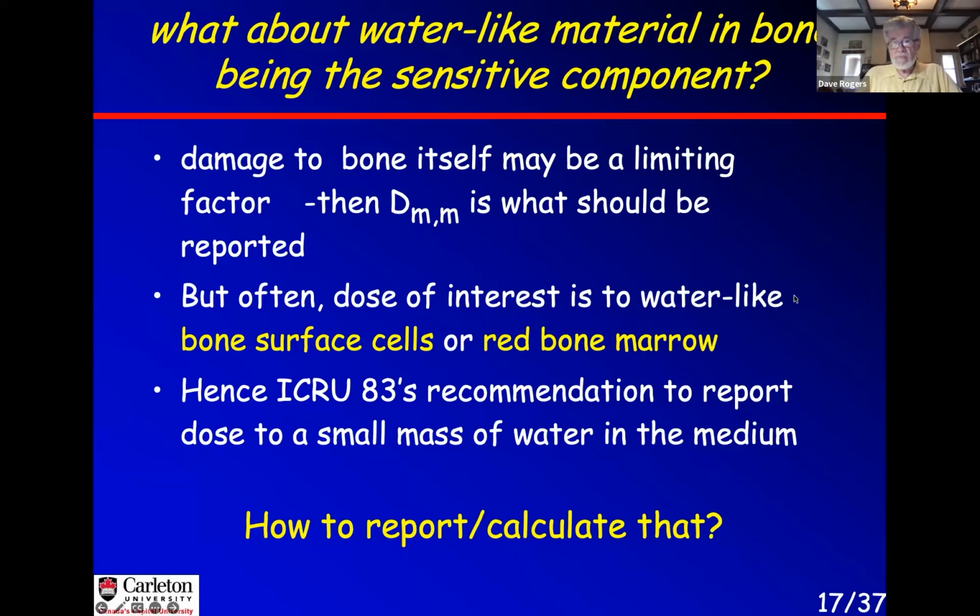But in many cases, the doctors tell me, and I'm not an MD, so I'll take their word for it, that the dose that is of interest is the water-like, what we call bone surface cells, or the red bone marrow inside our bones. This is the critical radiation sensitive part of the bone. And this is where this ICRU 83 recommendation came from. But then the question is, how do we go about calculating that?